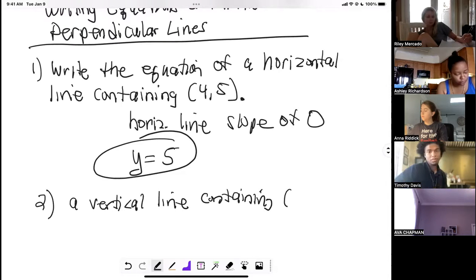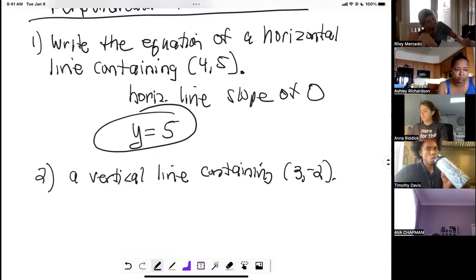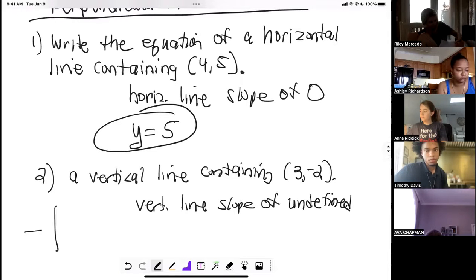Containing the point 3, -2. Now a vertical line has slope of undefined. Why? Let's go back to our functions. Here's a vertical line. If I do a vertical line test, I'll do it in purple, it fails. It's not a function. That's why the slope is undefined.